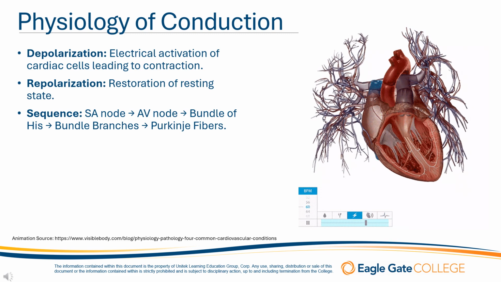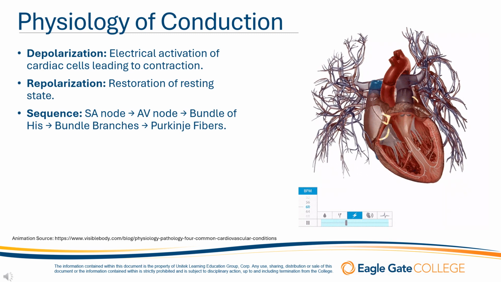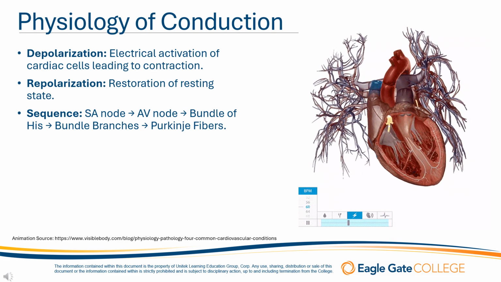Remember, let's look at the sequence of conduction again. This ensures that the heart contracts in a coordinated manner to pump blood efficiently. The sequence starts with the SA node, also known as the sinoatrial node, and this is located in the right atrium and acts as the heart's natural pacemaker. It generates electrical impulses at a regular rate, initiating the heartbeat.